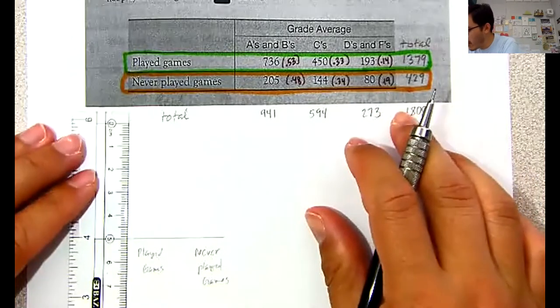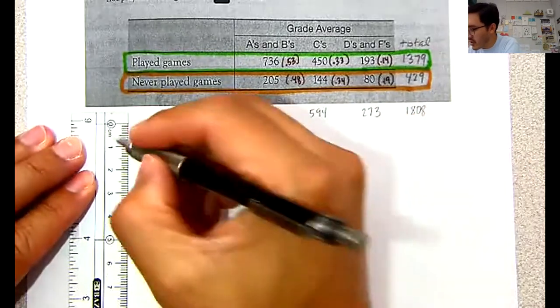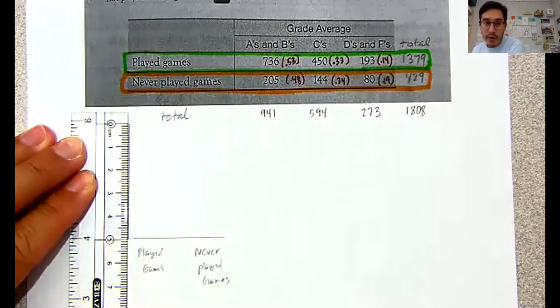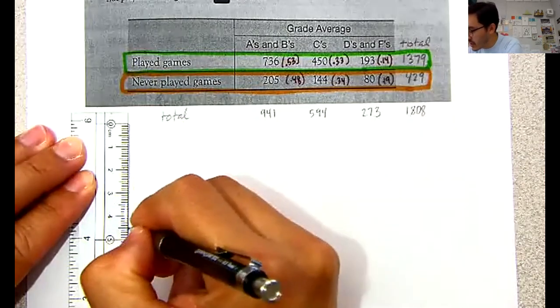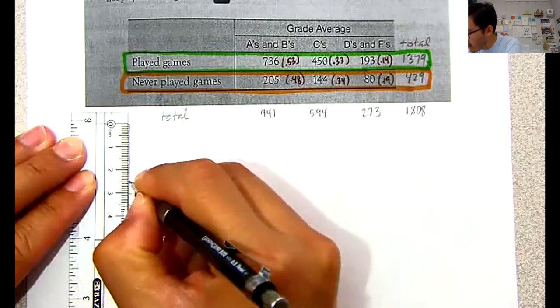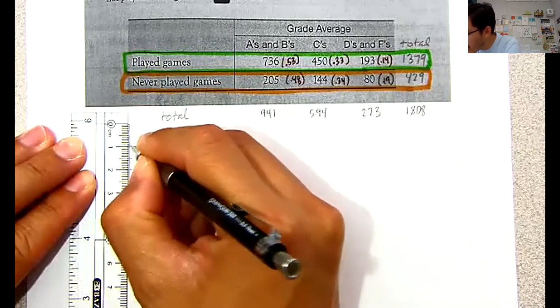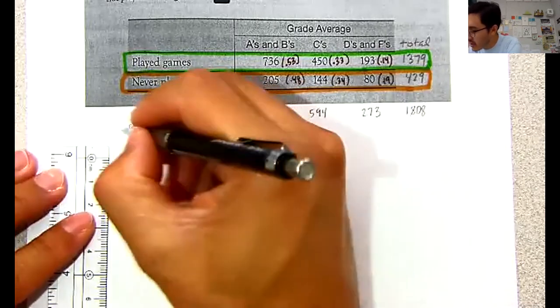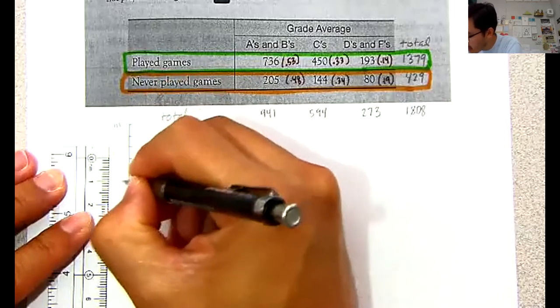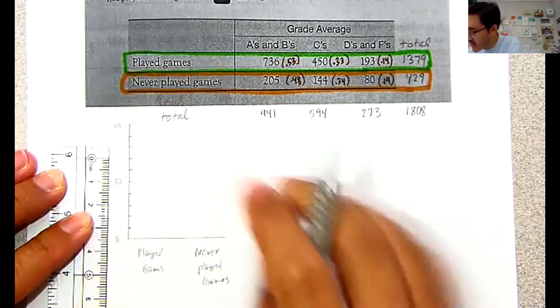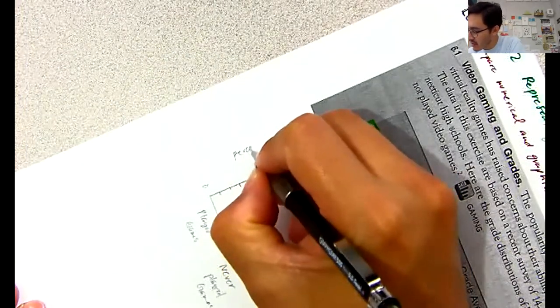And then here on the vertical axis, this is where we're going to record our percentages. So let's go 10, 20, 30, 40, 50, 60, 70, 80, 90, and 100. Okay, so 100%, 50%, and 0%. Okay, and let's label that percentage.